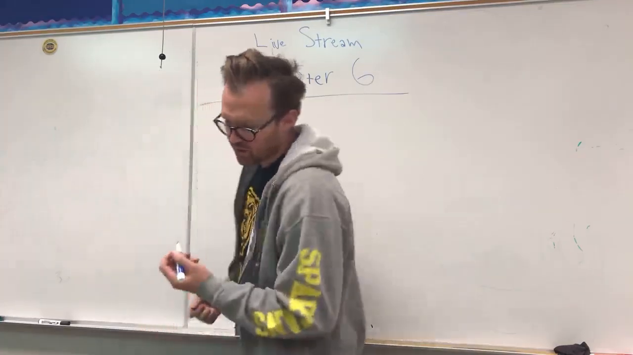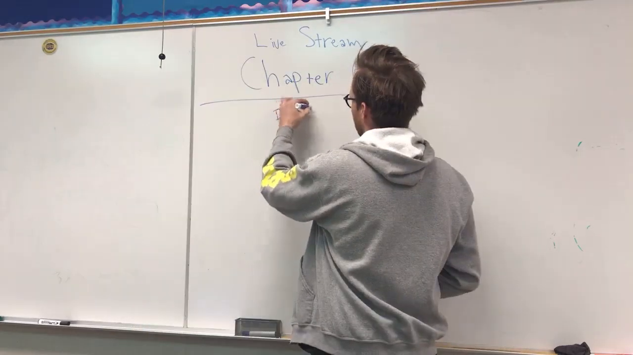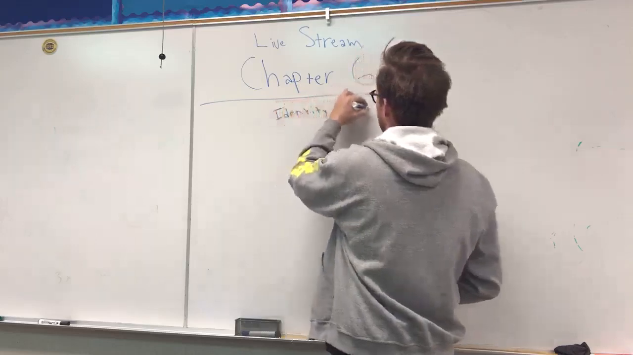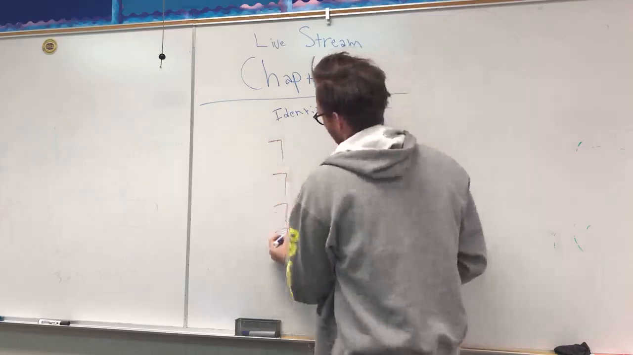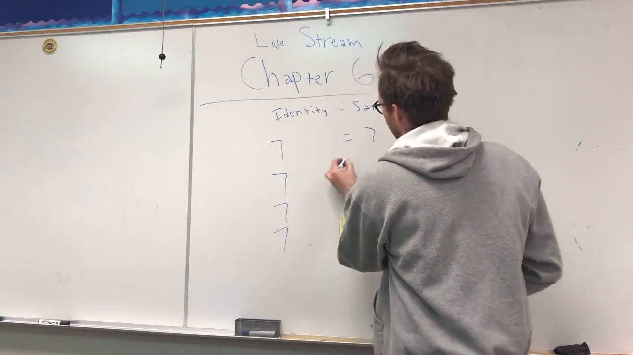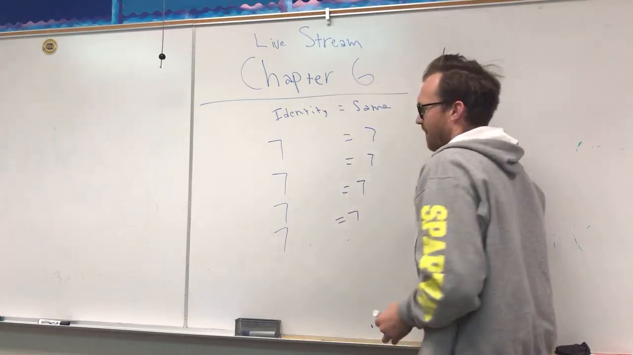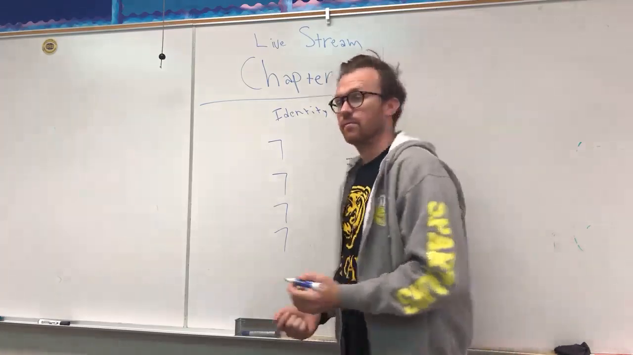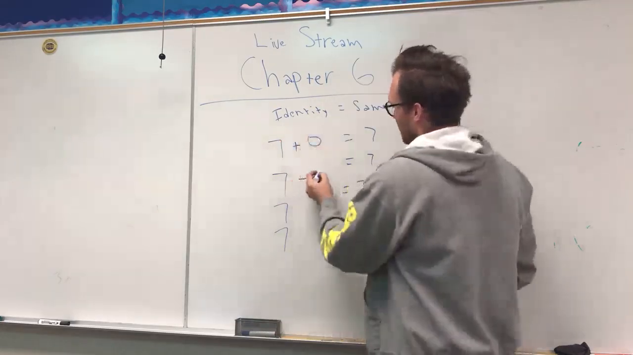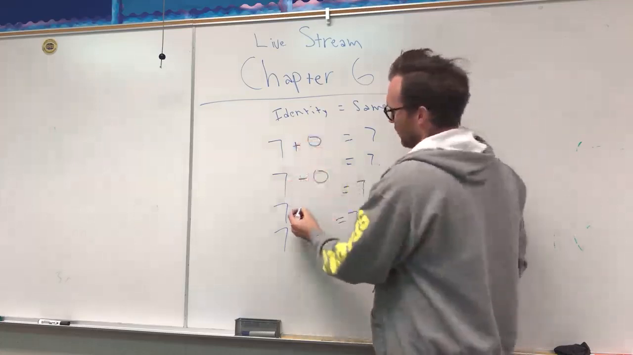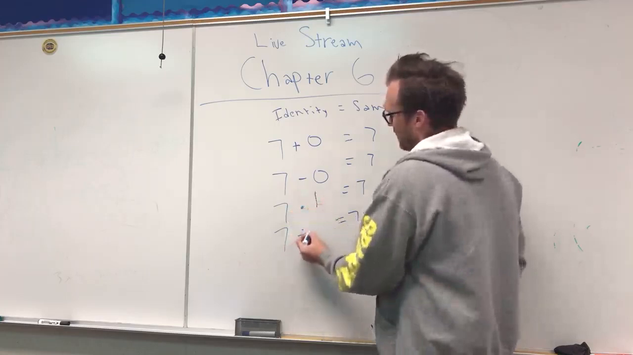Number 3, Sochi, is just about identity. Identity means the same. Let's take a number like 7. How can I keep it the same? I can keep it the same by adding nothing, by subtracting nothing, by multiplying by 1, or dividing by 1.